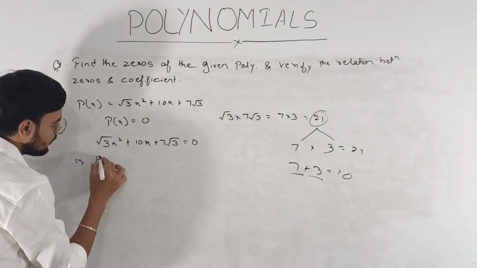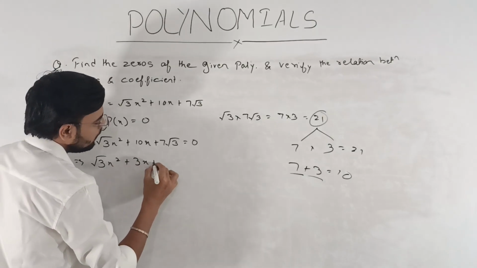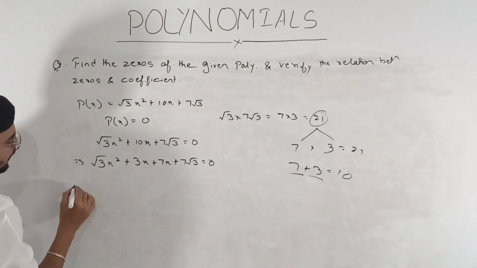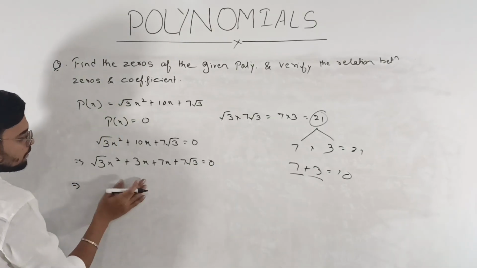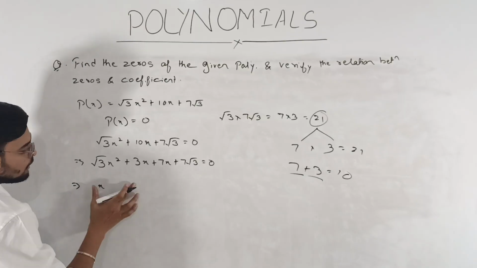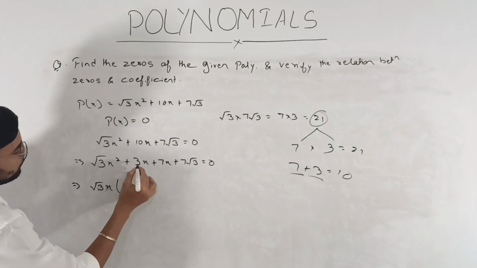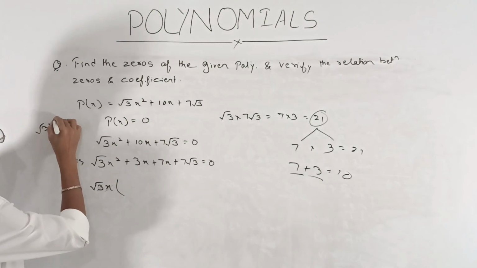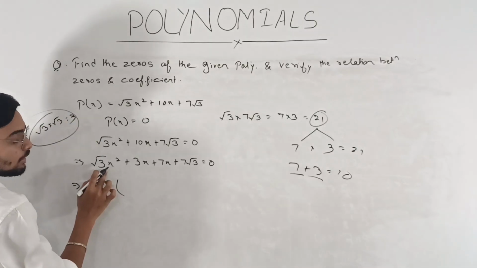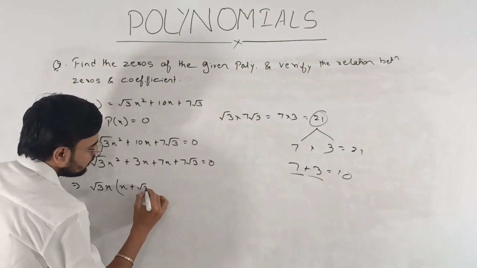Now our terms are 7 and 3. Look, root 3 x square plus 3x plus 7x plus 7 root 3 is equal to 0. Now the third step, we have to take common factors from these two and these two. First we take common from these two. What is common here? x is common and root 3 is common. Why root 3? Because root 3 into root 3 is equal to 3. That's why I take root 3 as common. Now root 3 is common. Then from this term, what is left? Only x. Now from here we are left with plus root 3.